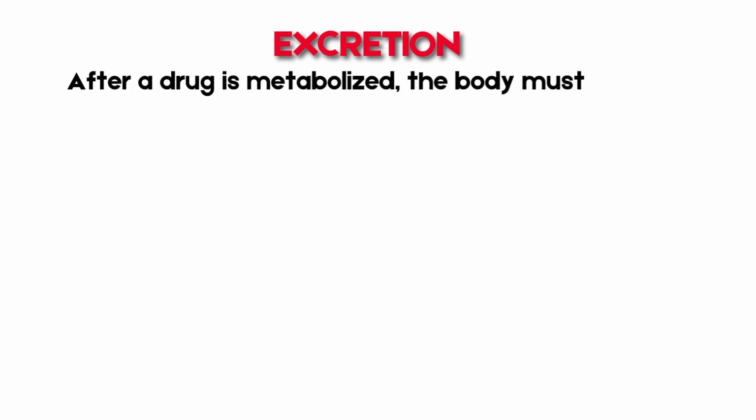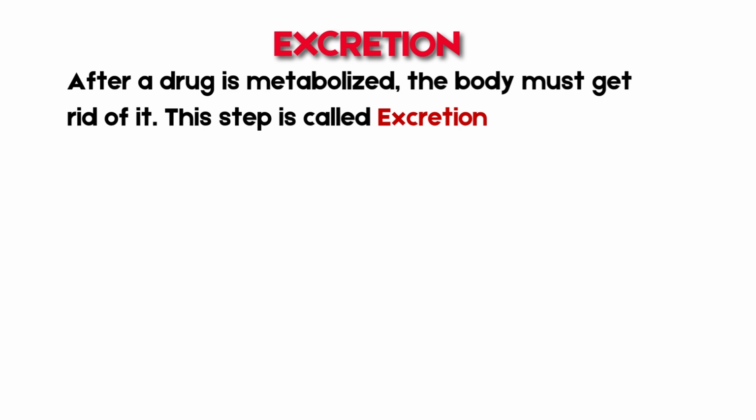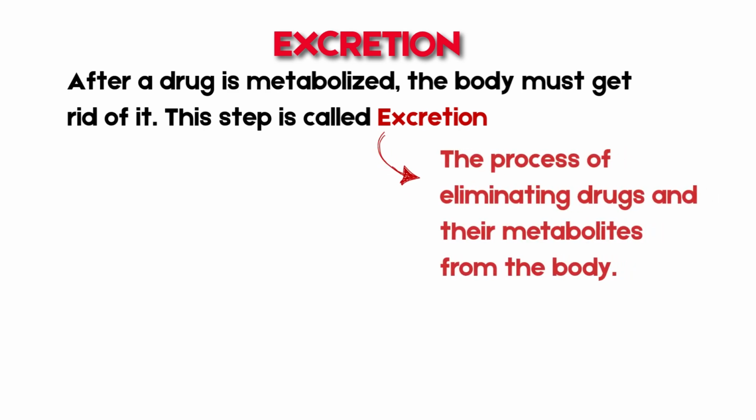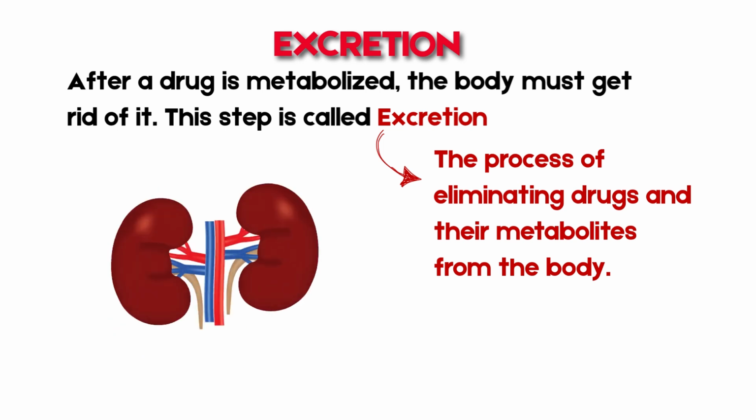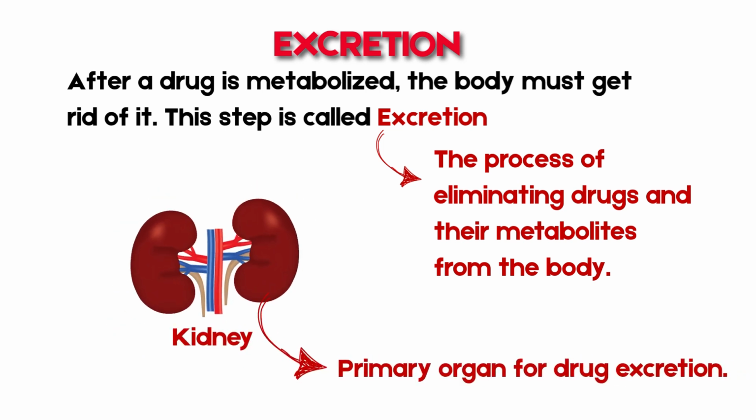After a drug is metabolized, the body must get rid of it. This step is called excretion. This is the process of eliminating drugs and their metabolites from the body. The kidneys are the primary organs of drug excretion, but other routes such as bile, feces, lungs, sweat, saliva, and breast milk also contribute. Renal excretion.